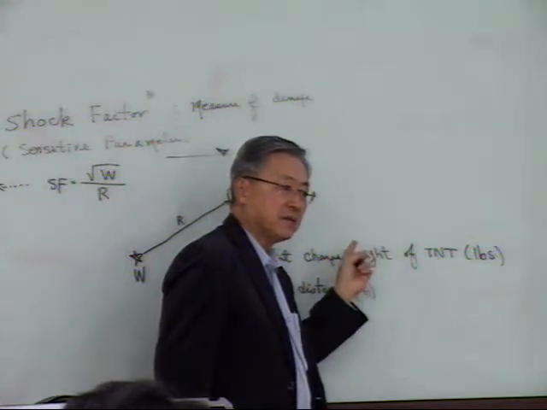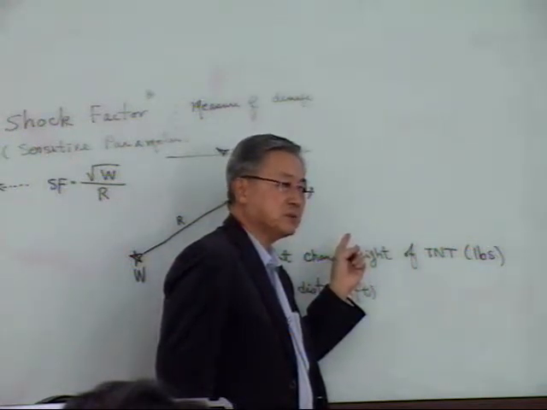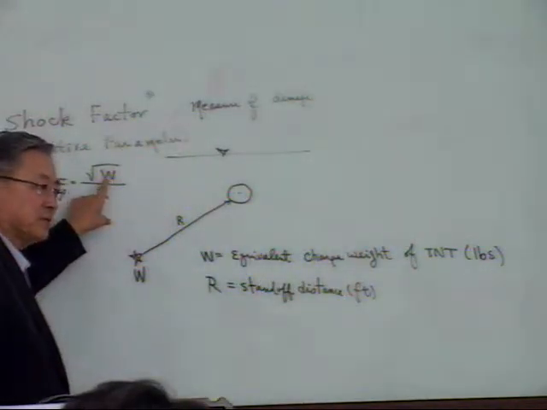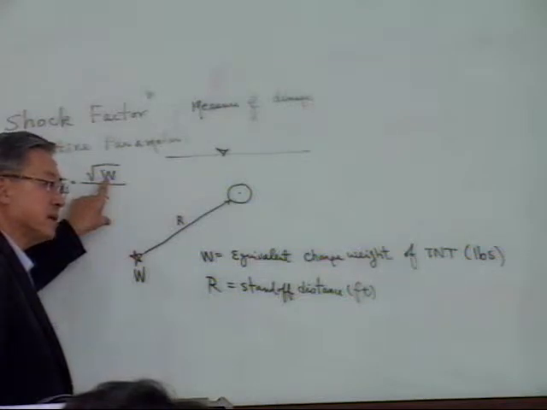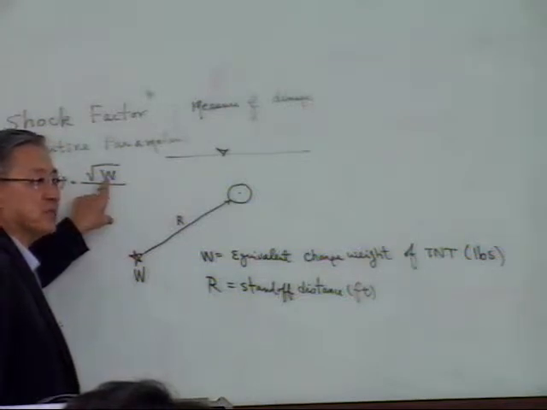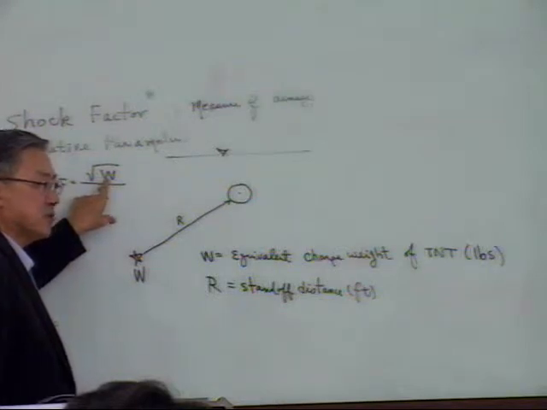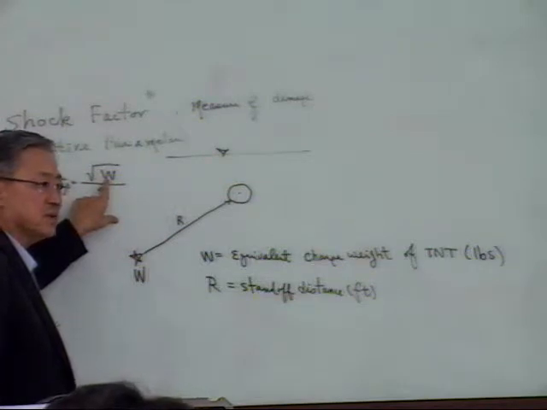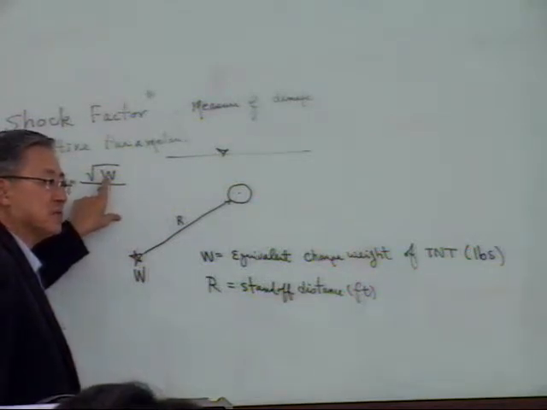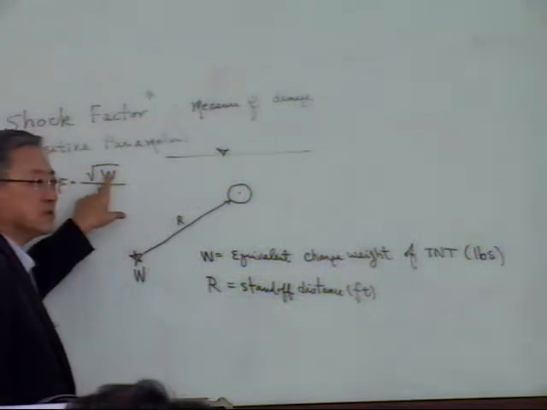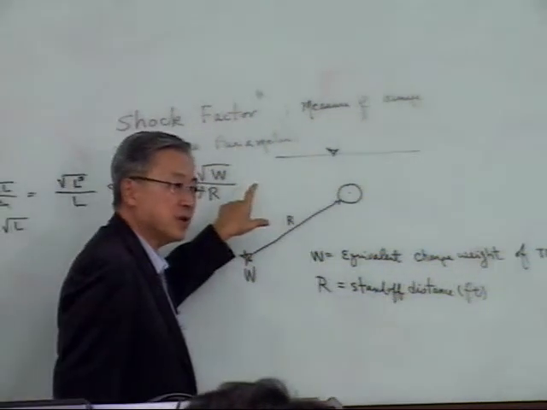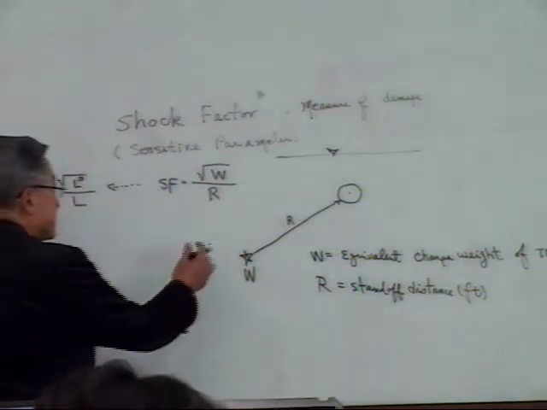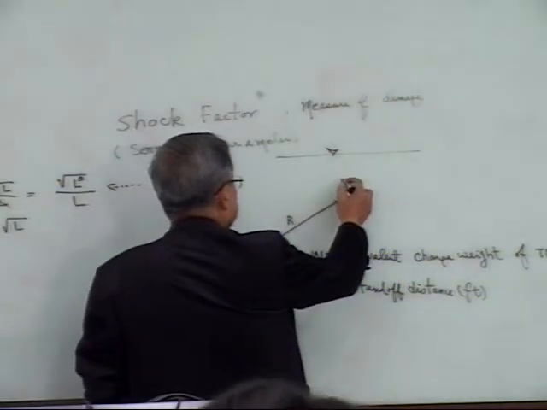If you have, let's say, 10 pound HBX-1, you should not put 10 here. You have to multiply by something like 1.4. Some people say strength is 1.4 times TNT. I usually use 1.5. If it is TNT itself, then just use 10. You should follow that, okay? And this is for this submarine situation.